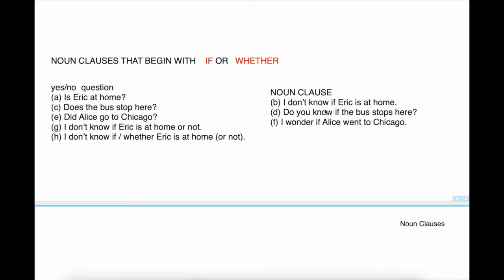But be careful, this is not an if clause because there is no condition.